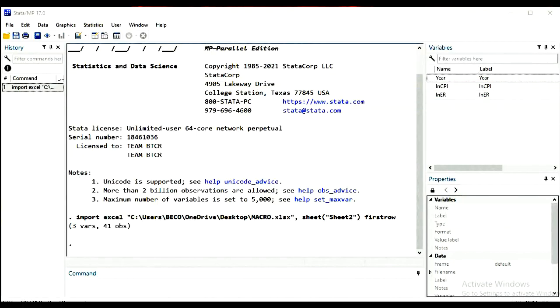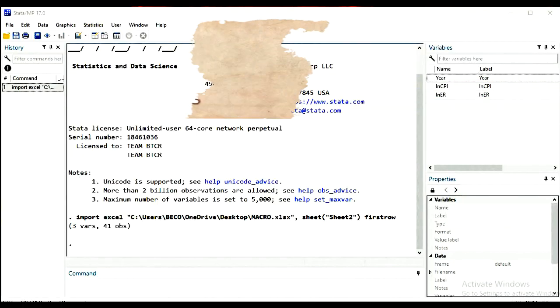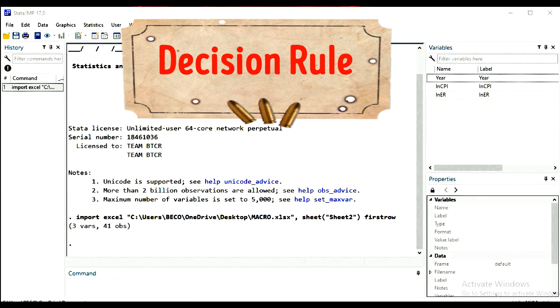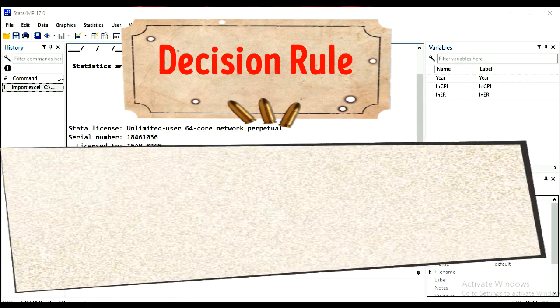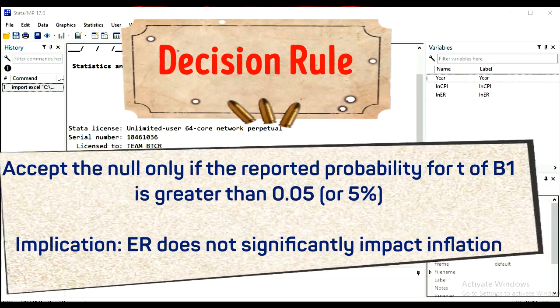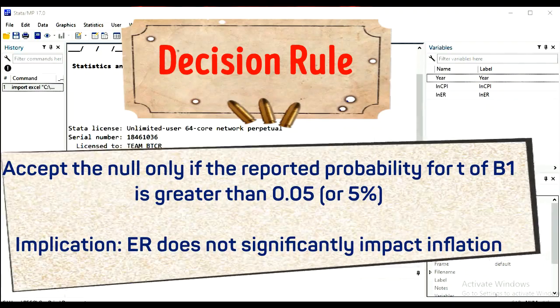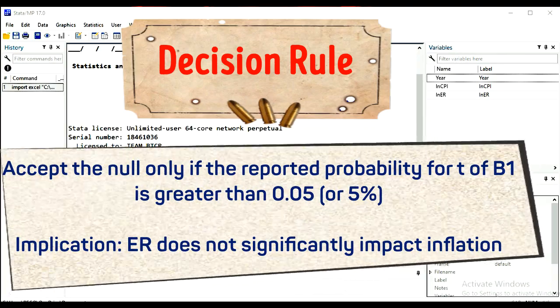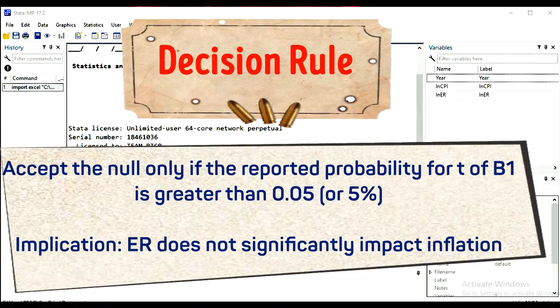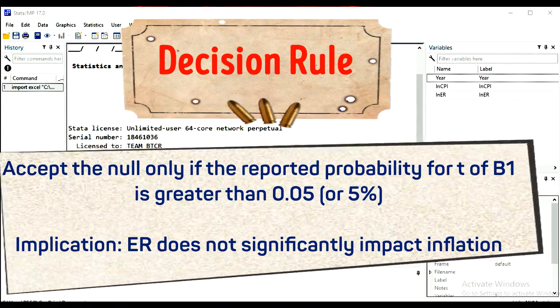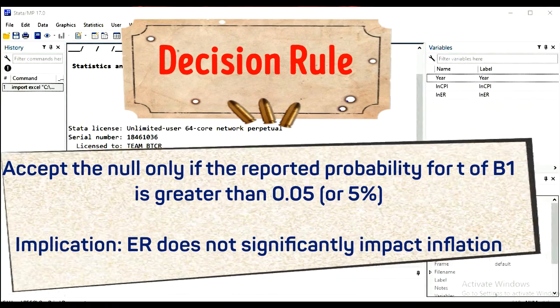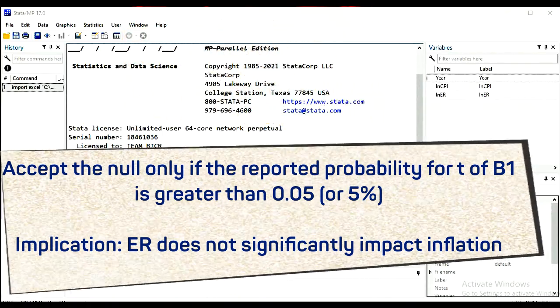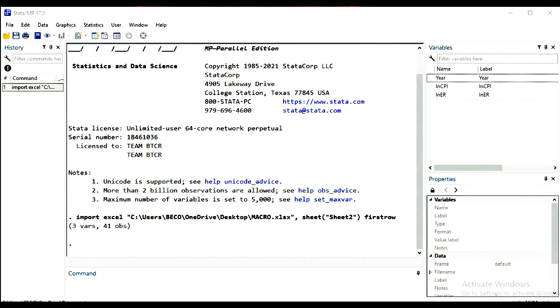So the decision as to whether to accept or reject this null hypothesis will be determined by the reported t-statistic along with the probability value of the computed t-statistic in the regression. If the reported probability value exceeds the conventional 5% critical threshold, we will accept the null hypothesis, implying that the value of beta 1 is statistically 0, meaning the effect of exchange rate on inflation is not different from 0.